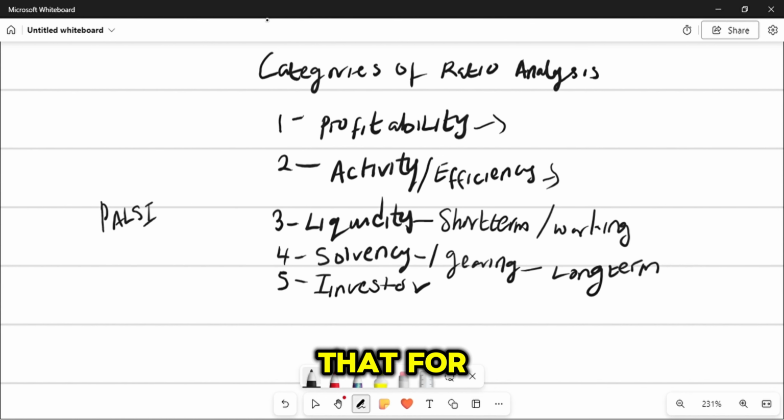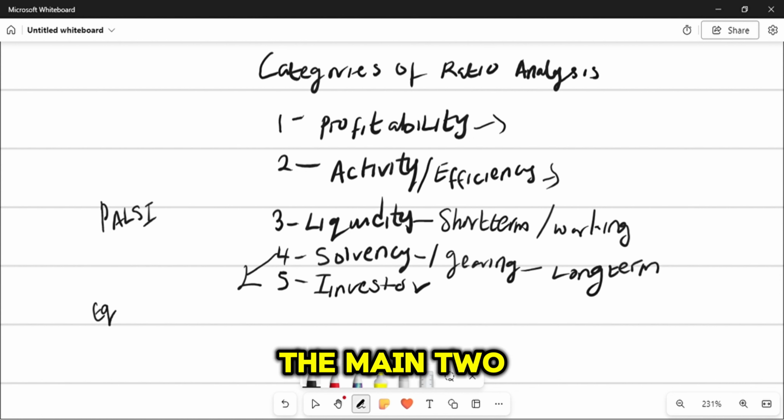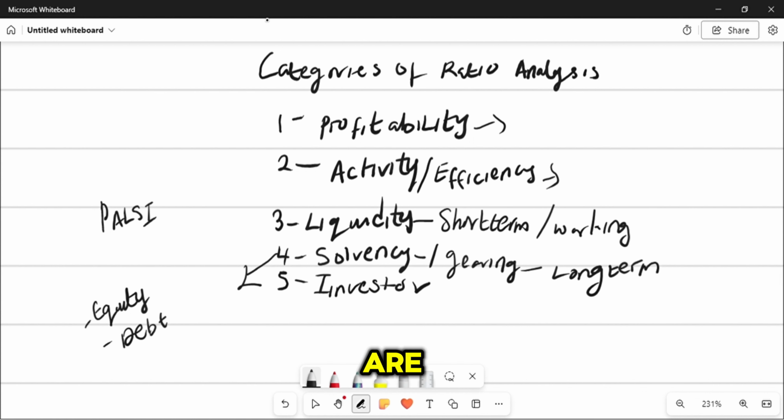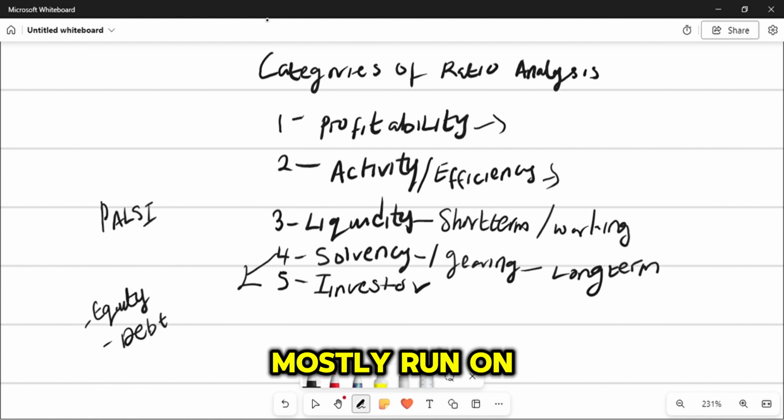Let's just throw more light on solvency. We'll still go more into it later. But under solvency, we know that in a company the two main sources of capital are either equity or debt, right? So these are basically the two main sources of capital employed into a business. So when we talk about the gearing part of solvency, we mean how geared this company is, what percentage of this company is mostly run on debt, right? When we get there, we'll talk about the formula.